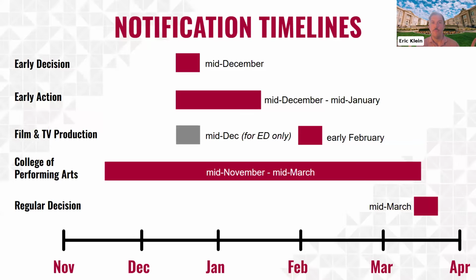This is more of a timeline visual representation of when students can expect to get their decisions. All the notification plans you can see on your left-hand side, and then it gives you the range in which those decisions will be released to you all. So mid-December always for early decision, early action, mid-December to mid-January. And then the College of Performing Arts, again, that's more of that rolling timeline as those live audition invitations are sent out to those students once the faculty begin reviewing those creative supplement pieces.